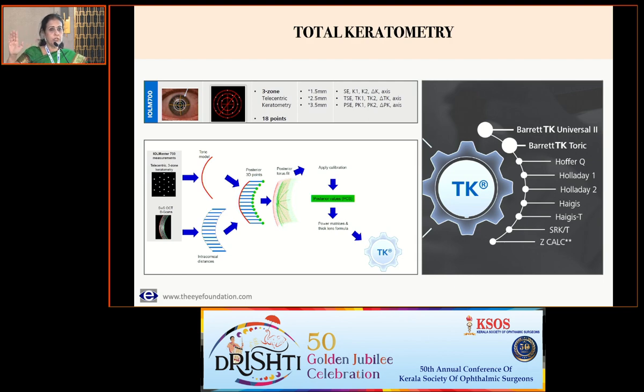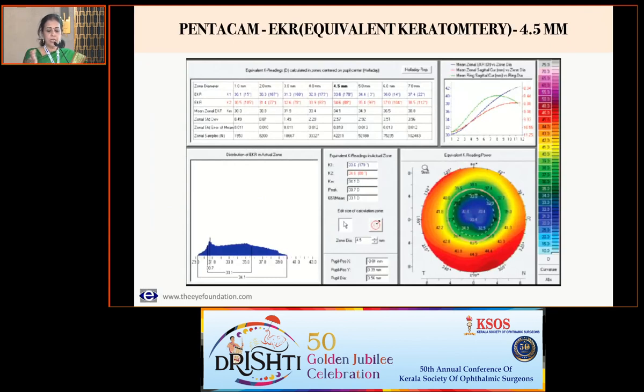But we also need to remember that in all those calculations, Hoffer Q, Holladay and others, they have derived a mathematical method of estimating or assuming the posterior corneal astigmatism. And if you add this total TK to that, you could end up with an overcorrection. The other one is the Pentacam EKR value, where it gives us the K value at different optical zones. Again, it can be used in those formulas which use the Holladay report.